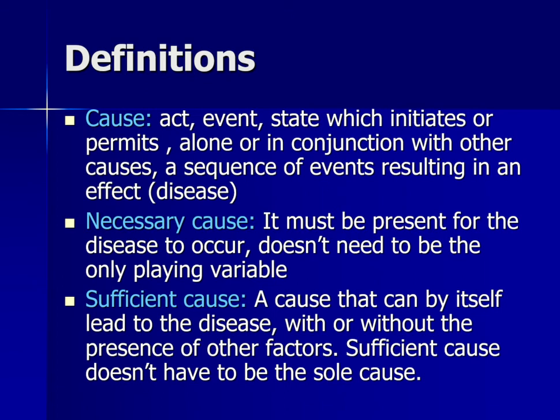So a necessary cause is a cause that has to be present for the outcome to be present. The outcome cannot be present if the cause is not present. Okay? But the opposite is not true. Yani, the cause may be present, however, there is no outcome. Which leads us to talk about the sufficient cause. A sufficient cause is a cause that by itself leads to the disease, with or without the presence of other factors.